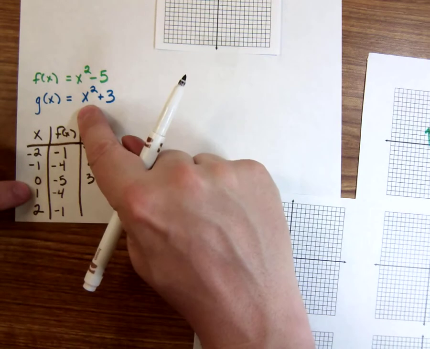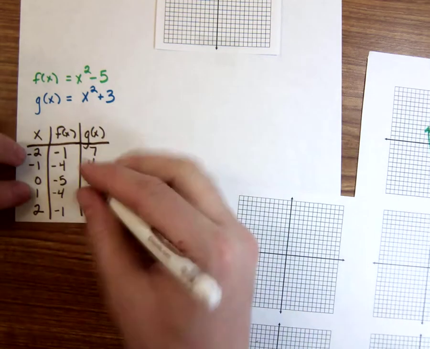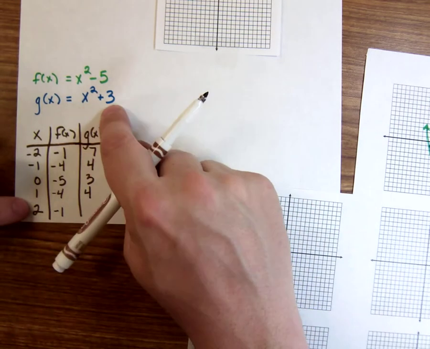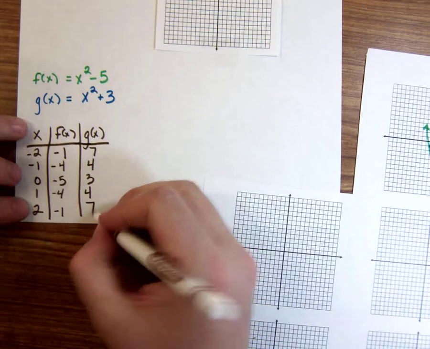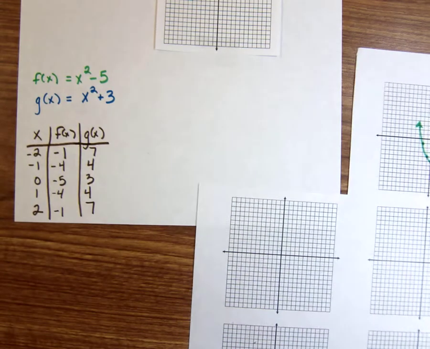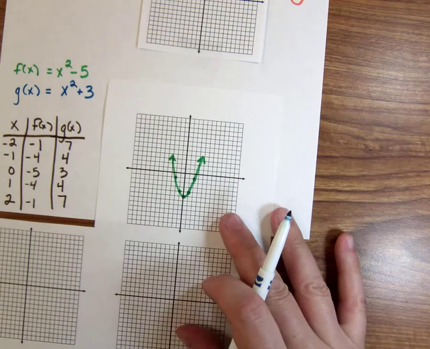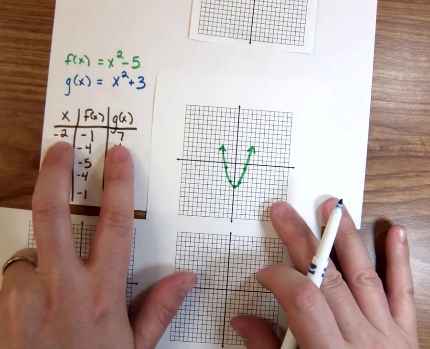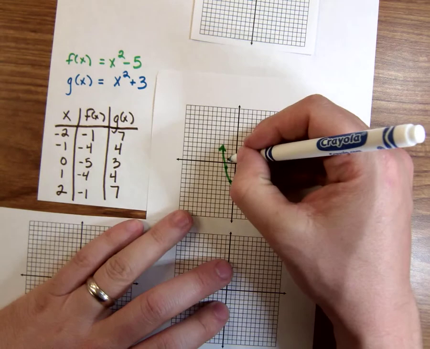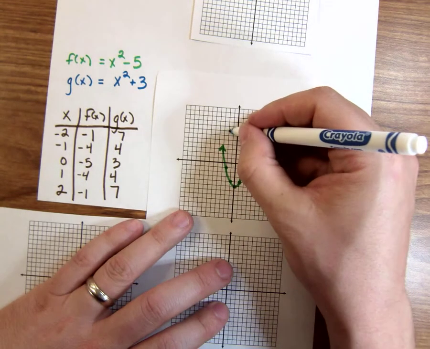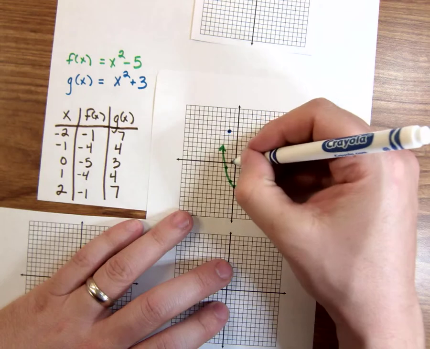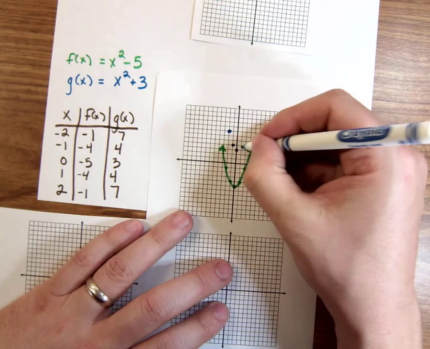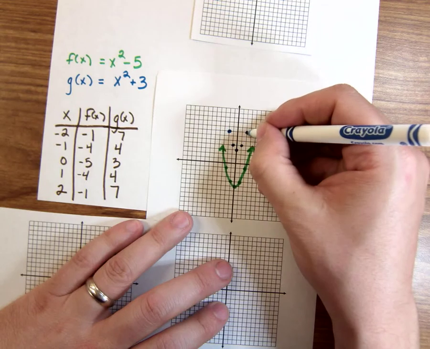1 squared is 1, plus 3, 4. Good. And 2 squared is 4, plus 3, 7. There we go. And so now on the same graph, we're going to put the first coordinates -2, 7. Then -1, 4. Then 0, 3. Then 1, 4. And 2, 7.